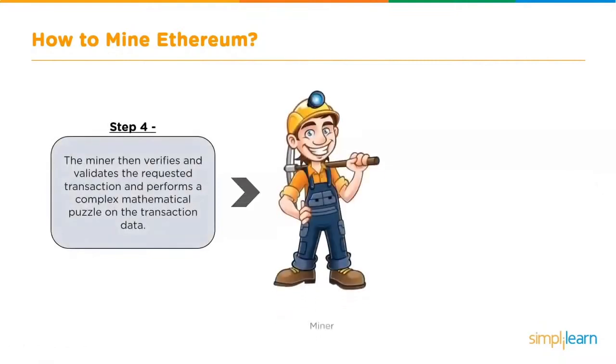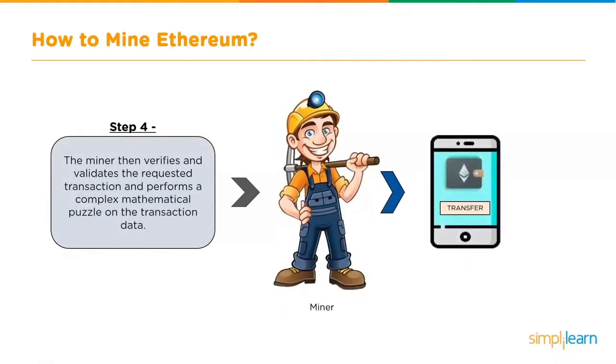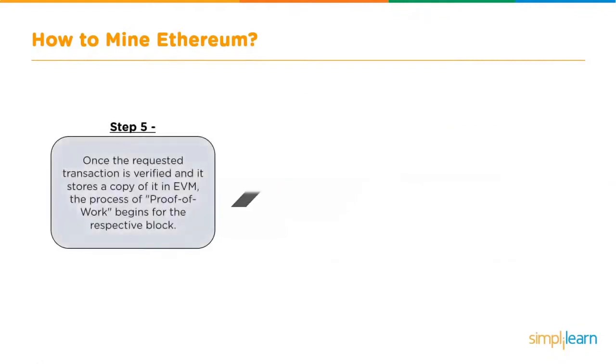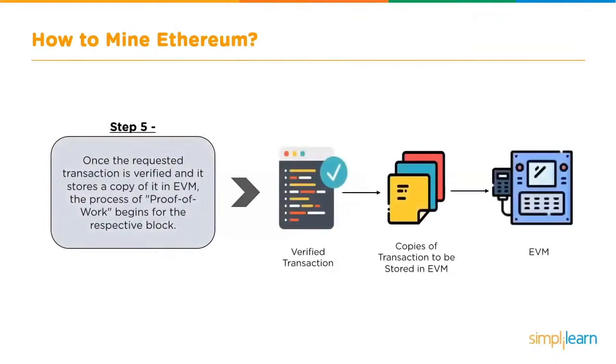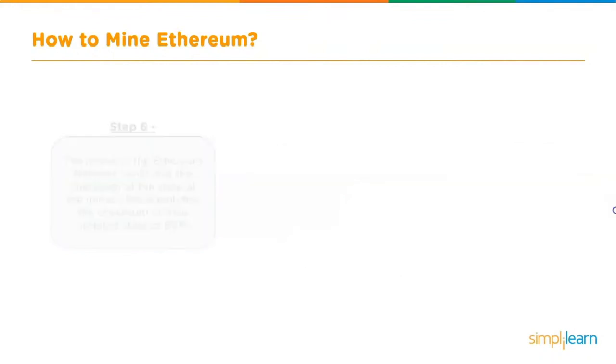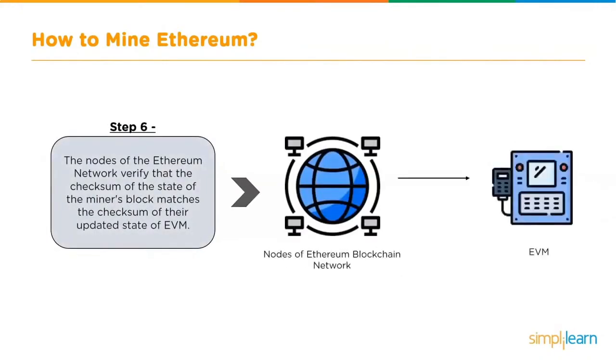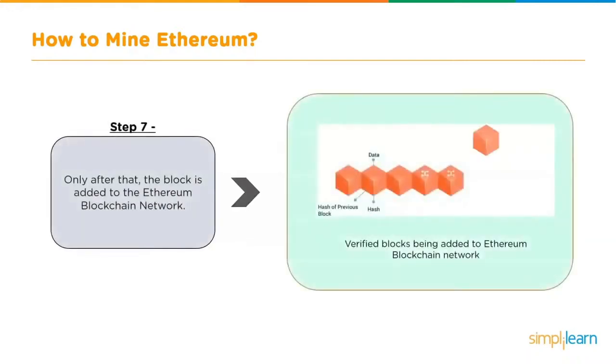Step 4. The miner then verifies and validates the requested transaction and performs a complex mathematical puzzle on the transaction data. Step 5. Once the requested transaction is verified and it stores a copy of it in Ethereum, the process of proof of work begins for the respective block. Step 6. The nodes of the Ethereum network verify that the checksum of the state of the miner's block matches the checksum of the updated state of the Ethereum after execution of all transactions. Step 7. Only after that, the block is added to the Ethereum blockchain network.